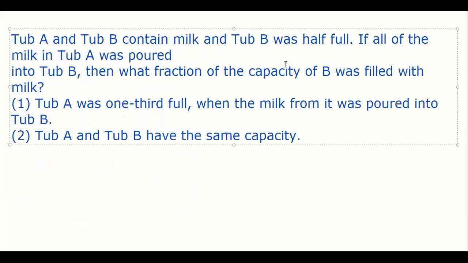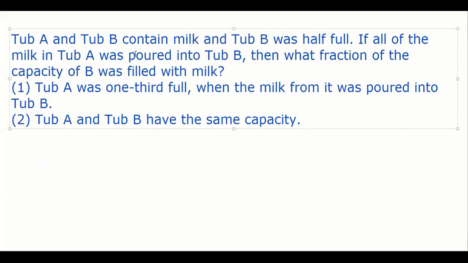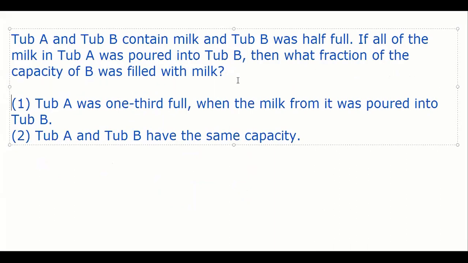I'm going very slow now. Question is, tub A and tub B contain milk and tub B was half full. If all of the milk in tub A was poured into tub B, then what fraction of the capacity of B was filled with milk? You have to find out how much B is filled then. Tell me, statement 1 alone, 2 alone, either, neither, or both.